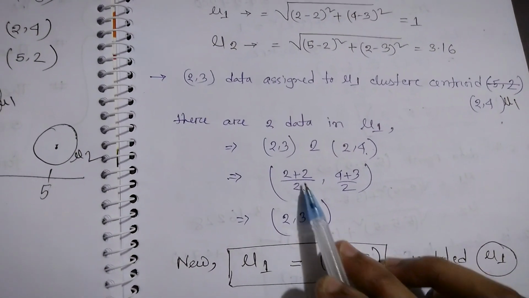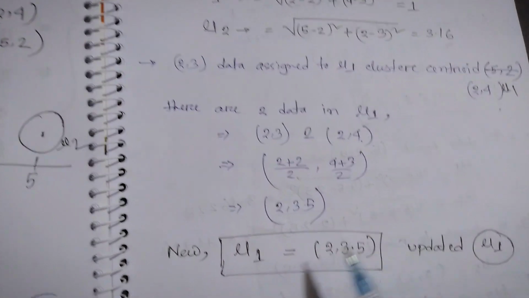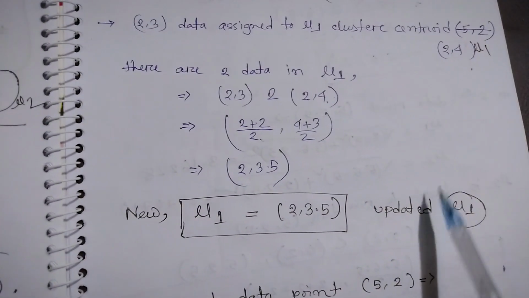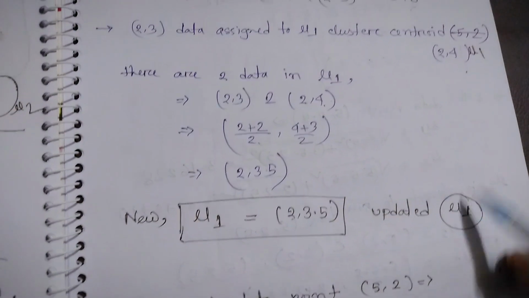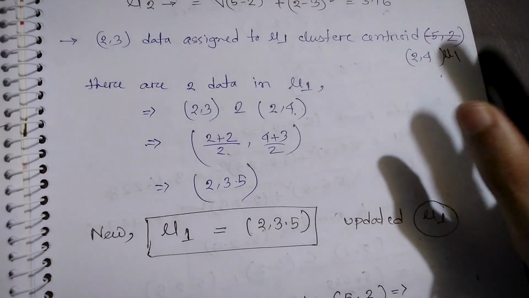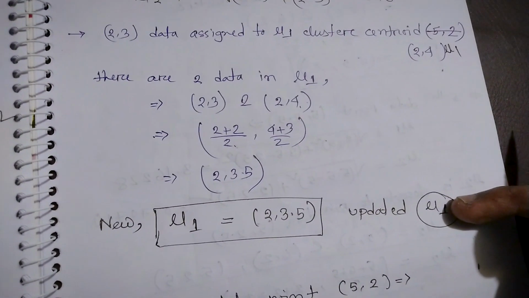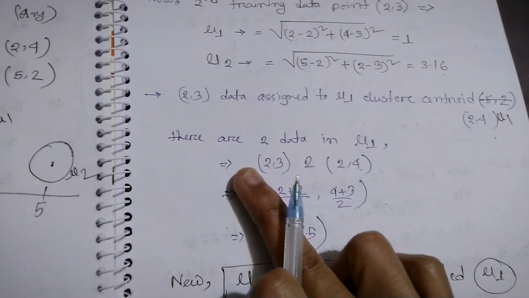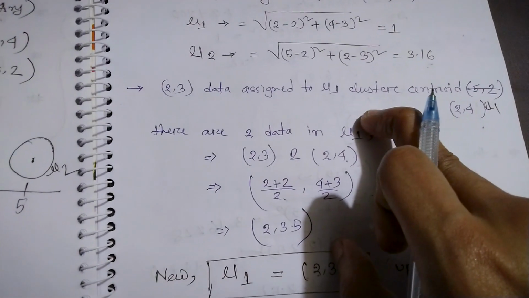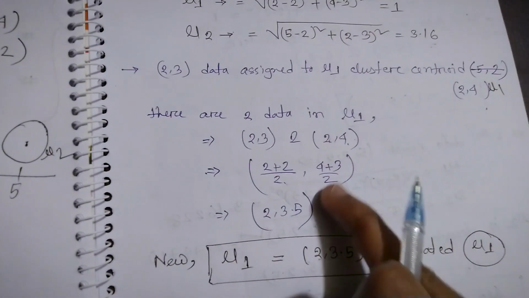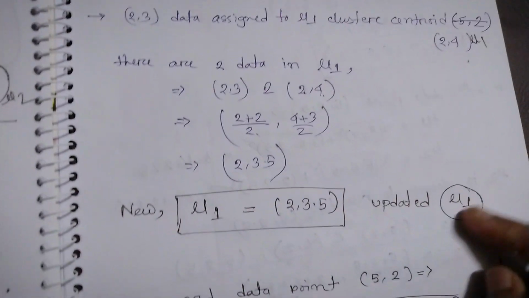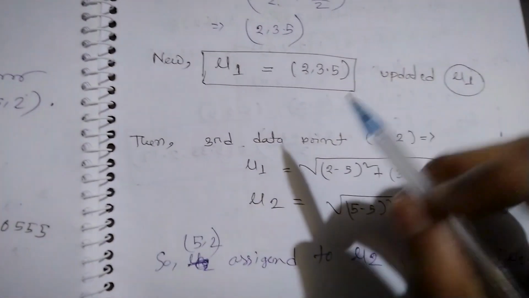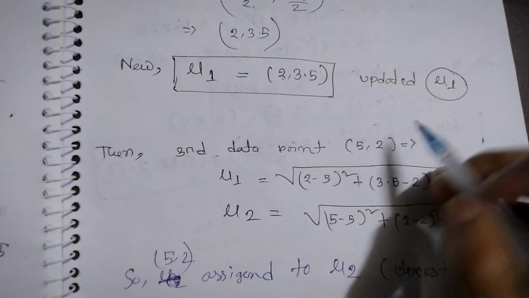So this is actually 2 and 3.5. So our new mu1 is actually 2 and 3.5. It is updated. We cannot use mu1 equals 2 and 4 again. We need to update it because there are two training data points, 2 and 3 and 2 and 4, which belong to mu1. Now we need to sum them up, average those values, and update it, which is mu1.